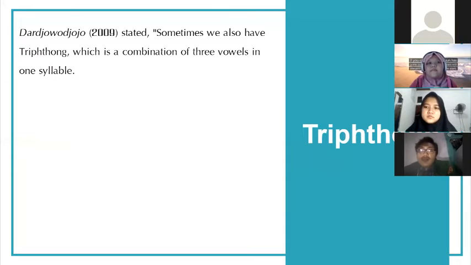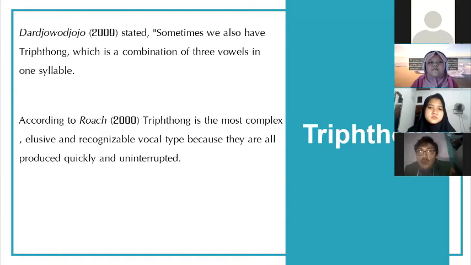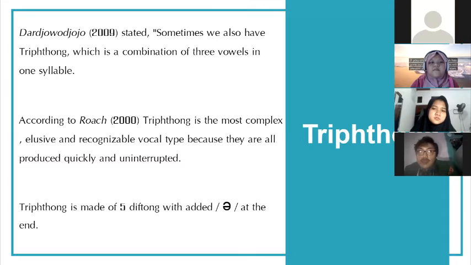All right, next, I will tell you about the triphthong. My name is Dhion Fardhansyah, and Darjowidjojo in 2009 stated that sometimes we also have triphthong, which is a combination of three vowels in one syllable. According to Roach in 2000, triphthong is the most complex and recognizable vowel type because they are all produced quickly and uninterrupted. Triphthong is made of five diphthongs with schwa at the end.